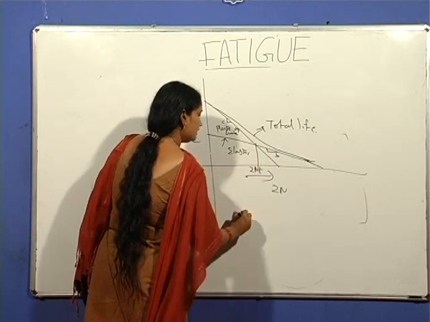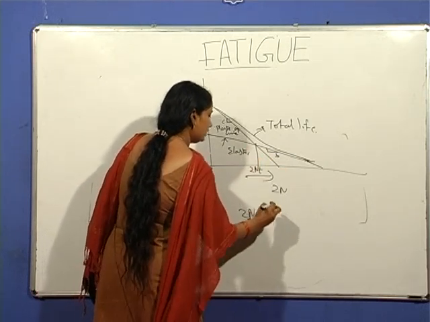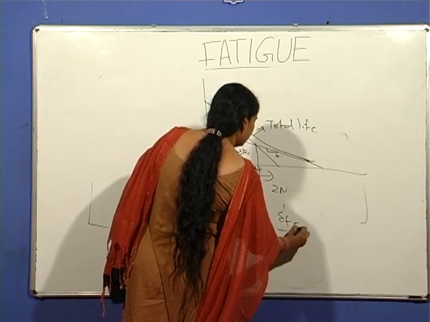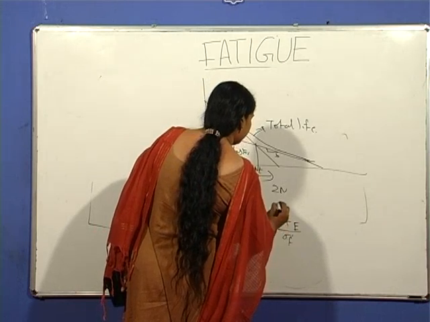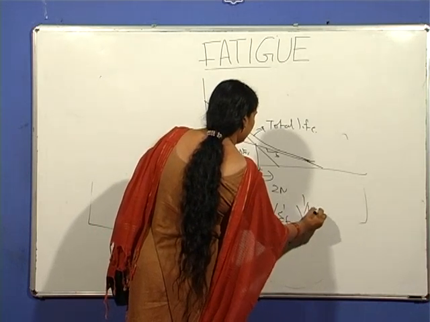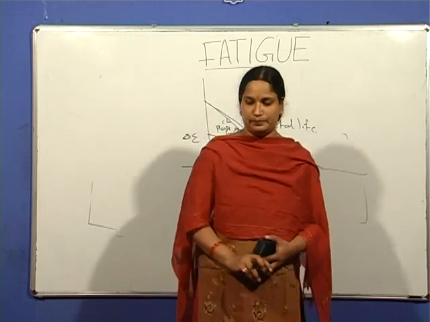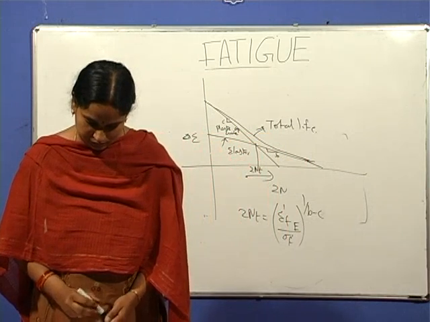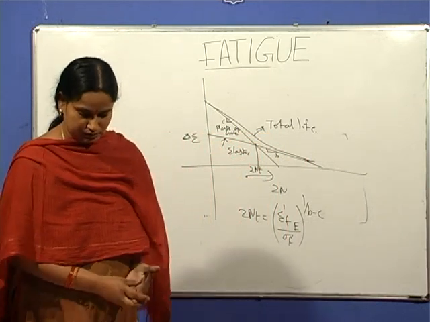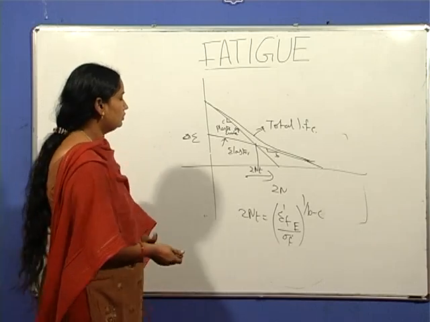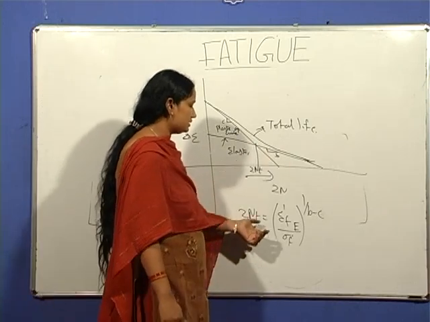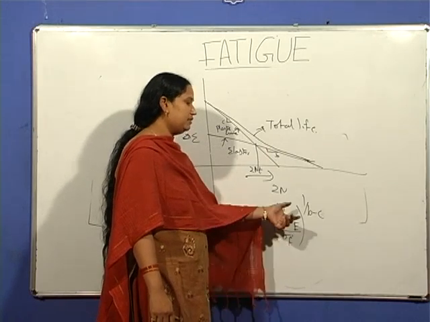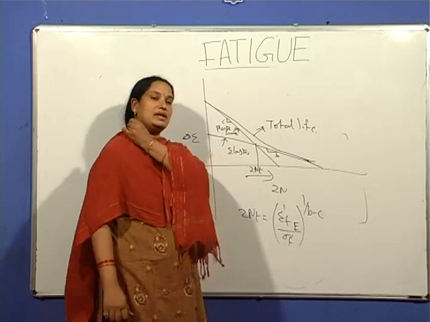So the transition is given by 2Nt equal to (epsilon f prime into E by sigma f prime) whole to the power of 1 by (b minus c). So this is where the transition occurs. It is given by this equation, (epsilon f prime into E by sigma f prime) whole to the power of 1 by (b minus c).